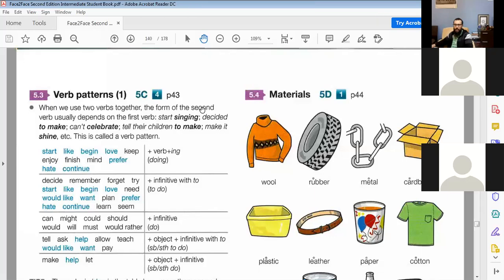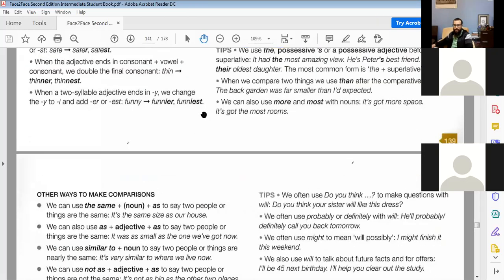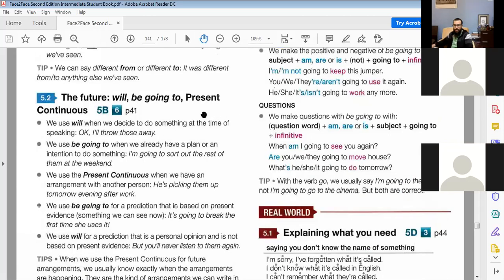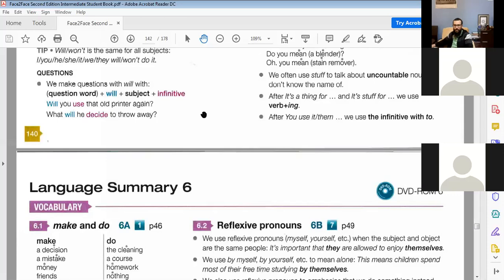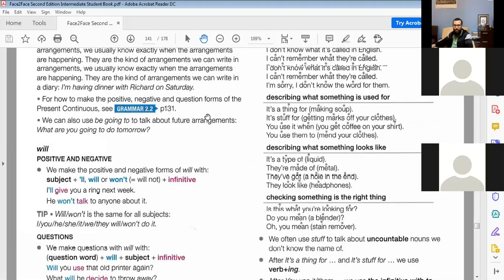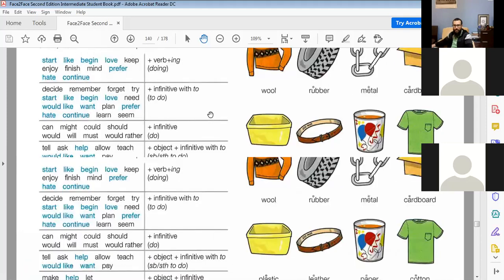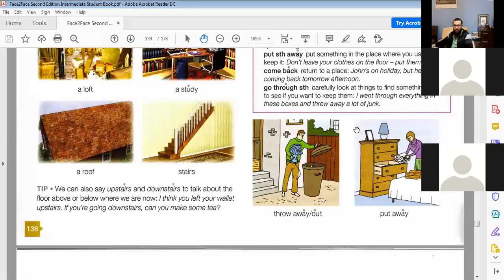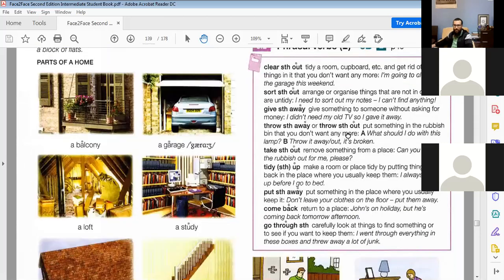So here they are. Where are they? No, not here. I think they're here. Here they are. Phrasal verbs. Can you see this little box here?